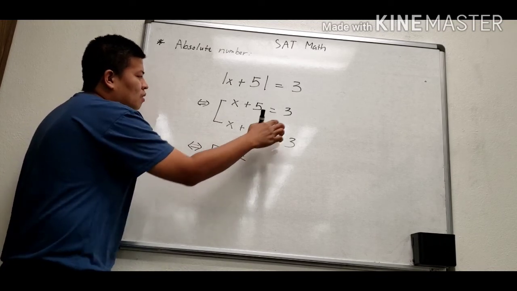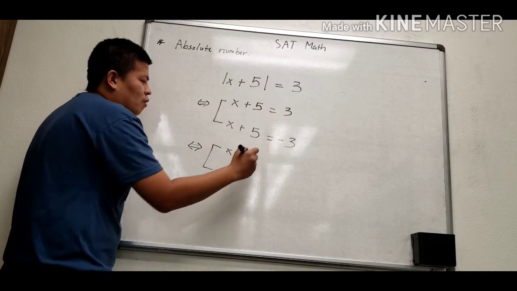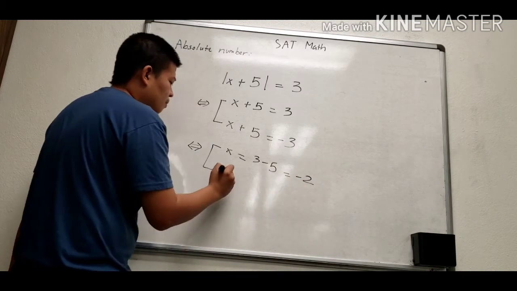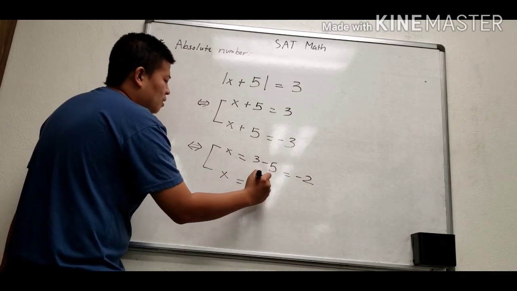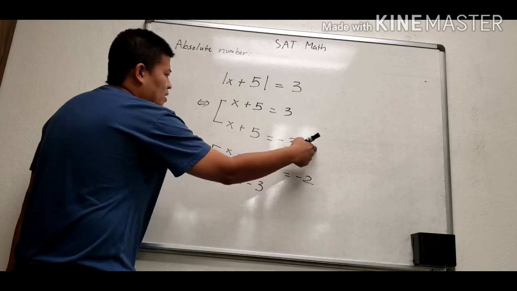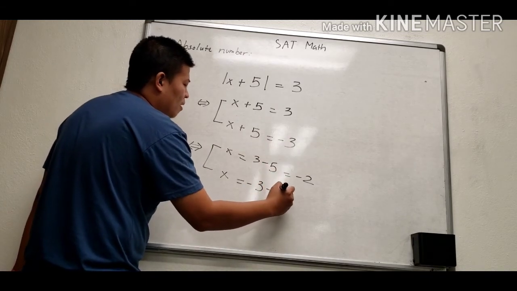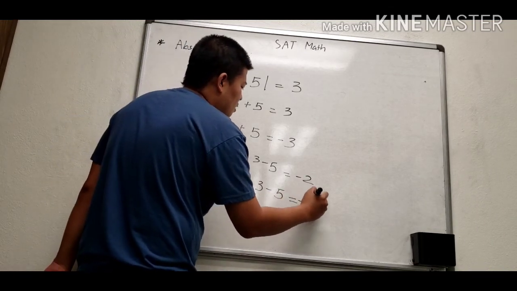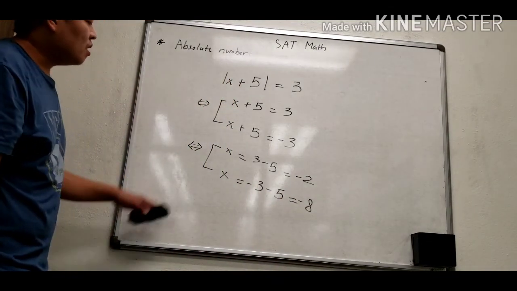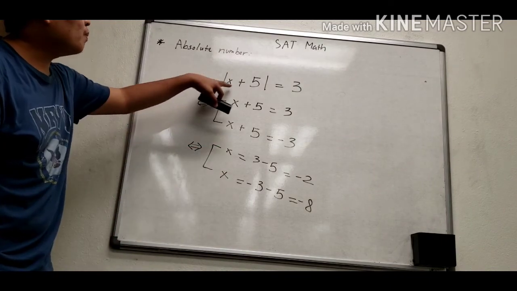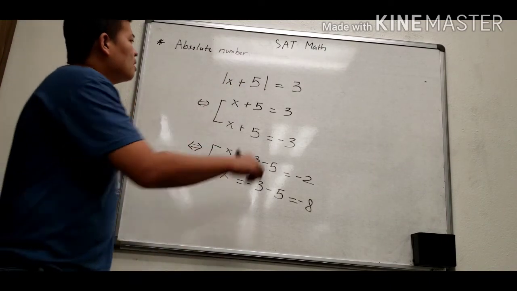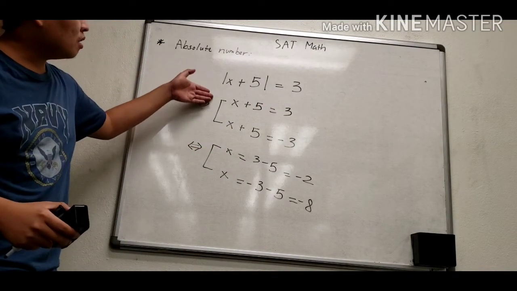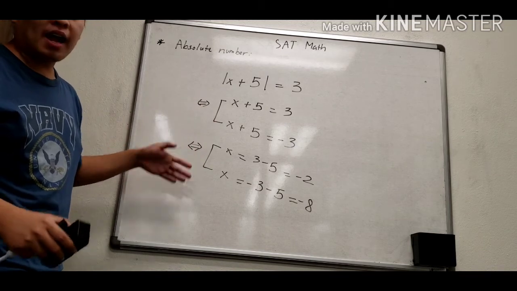So we move the 5 to the right: 3 minus 5 equal to minus 2. For s plus 5 equal to minus 3, we have the minus 5 on the right, and minus 3 minus 5 is minus 8. So we have the two solutions of the absolute equation, and that's the basic step by step.